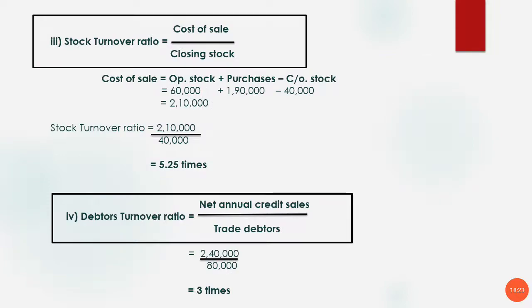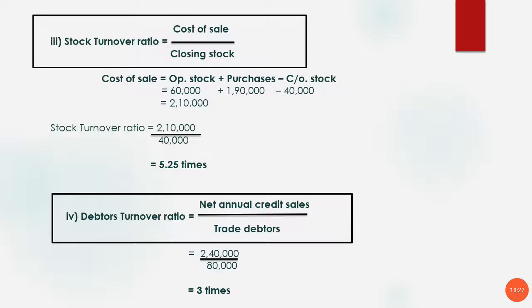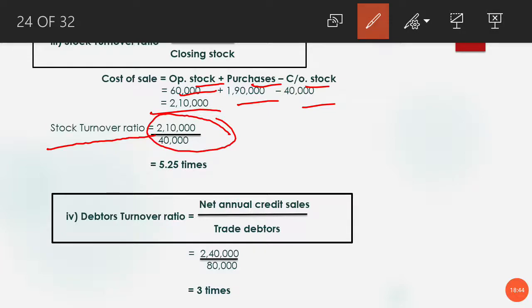3. Stock turnover ratio is equal to cost of sales divided by closing stock. Cost of sales is equal to opening stock plus purchases minus closing stock, is equal to 60,000 plus 1,90,000 minus 40,000, is equal to 2,10,000. Stock turnover ratio is equal to 2,10,000 divided by 40,000, is equal to 5.25 times. You can solve it with average stock also.